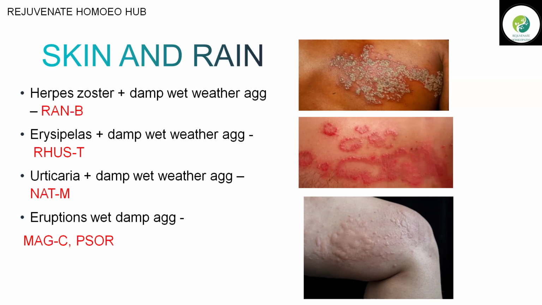And rhus tox, as I said. Whenever you have prescribed rhus tox to erysipelas or any skin infections where the patient is exactly rhus tox, the skin complaint is matching to rhus tox, but rhus tox is not helping, what remedy can you think of? Text in the chat box.